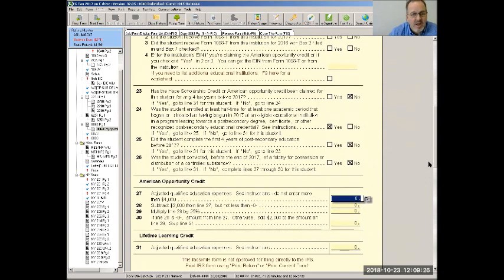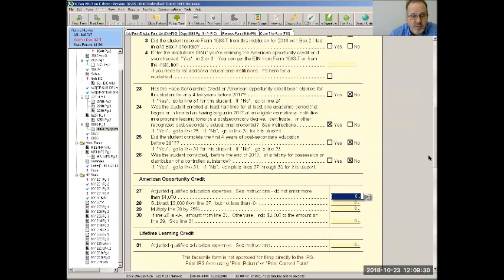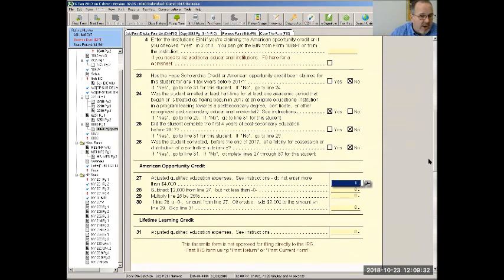IRS. Okay. So once we answer those questions that way and we look down at the bottom, and here's where your question comes up. Lifetime learning is kind of off the table because we want to take the better of the two, the American Opportunity. So line 27, the box is red, correct? Yes. Okay. Now, back to the 1098-T in your workbook. Make sure you go to your workbook.